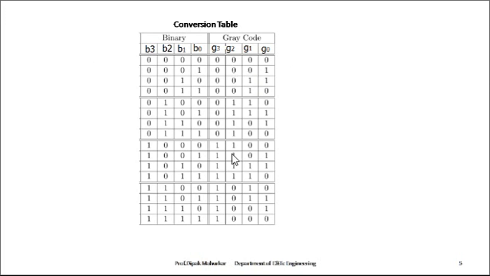Now G2. What are we saying? It is an XOR operation, B2 XOR with B3. If both are 0, then we mark 0. The output is 1 only if one of the inputs is 1. If both are the same, either both 1s or both 0s, at that time we mark 0. Okay, so it is 0. Now we'll take another example, for example this line.